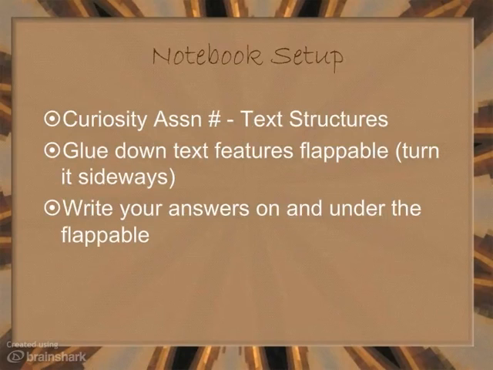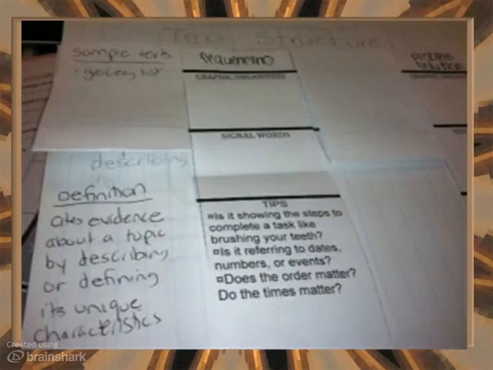The first thing you want to do is set up your notebook. You're going to create a new assignment in Curiosity, and the assignment is called Text Structures. You're going to want to glue down your flappable, turning it sideways, writing your answers on and under the flap. This is what it should look like.